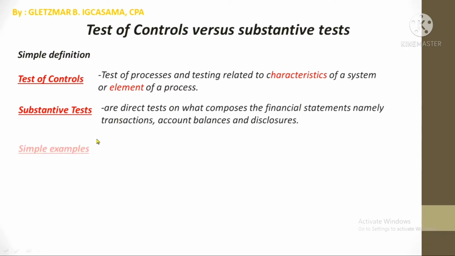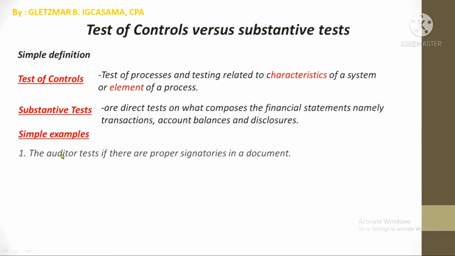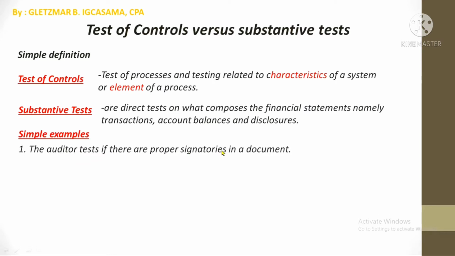Let's start with the simple examples. Number 1. The auditor tests if there are proper signatories in a document. So what is this? Is this procedure a test of control or a substantive test? Answer: test of control. Why? Because it fits the definition here, right? And aside from that, this actually is not a direct test of transactions, account balances, or disclosures. So it's not a substantive test. It is again a test of a characteristic of a document. Therefore, it's a test of control.